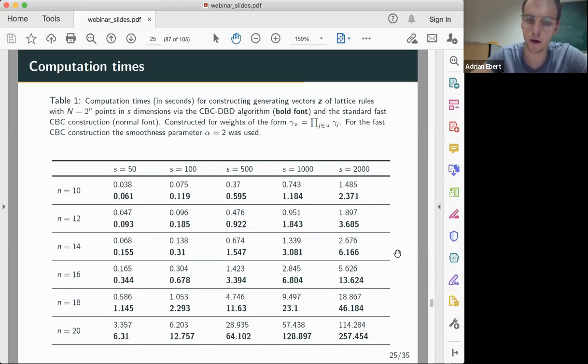We see roughly that our algorithm is slower by a factor of 2. That might be because the fast CBC algorithm, like I said, uses fast Fourier transformations, and these are usually done by compiled libraries or in C, while our algorithm was a MATLAB and Python implementation. And maybe by converting to a compiled library, we could still speed up our algorithm.